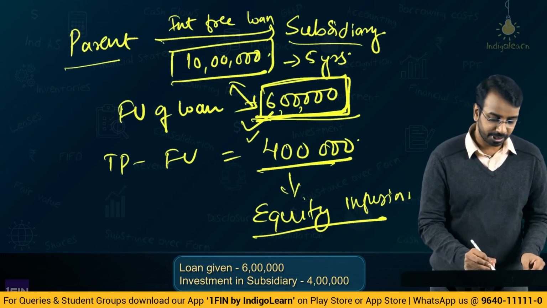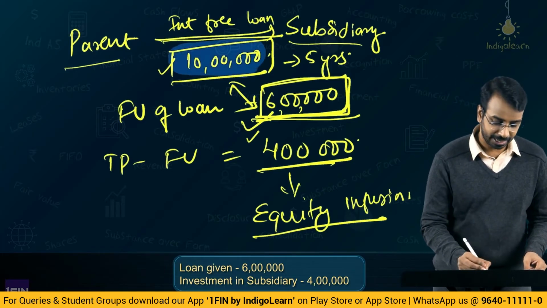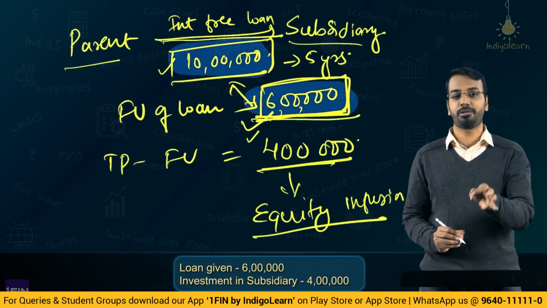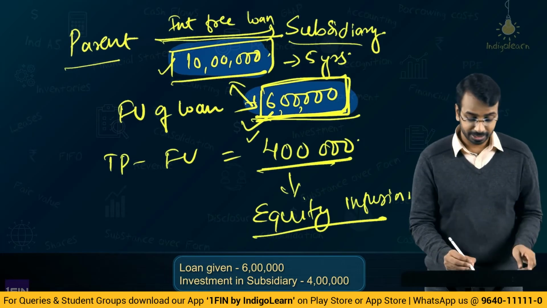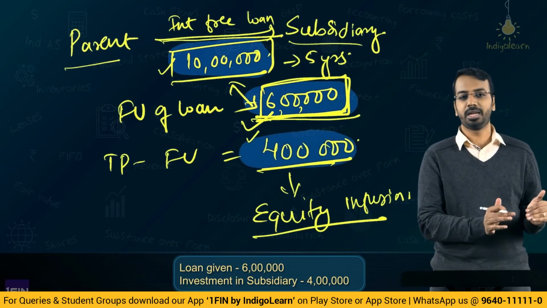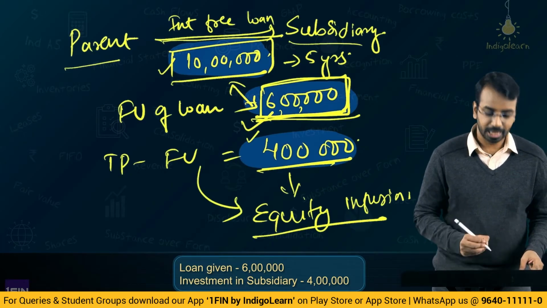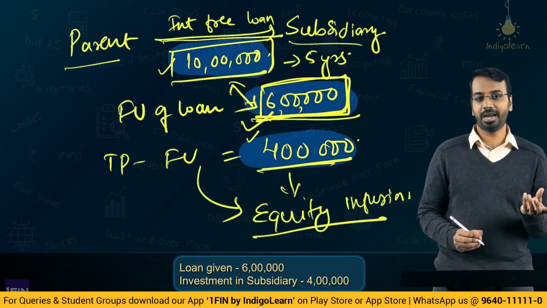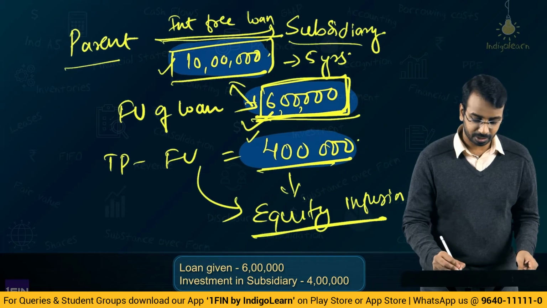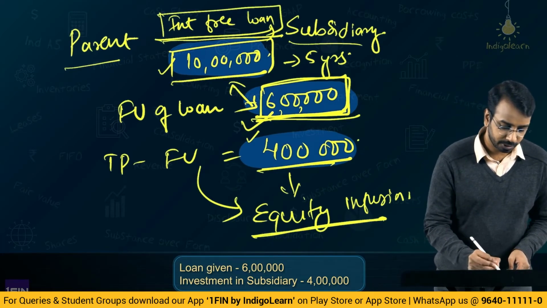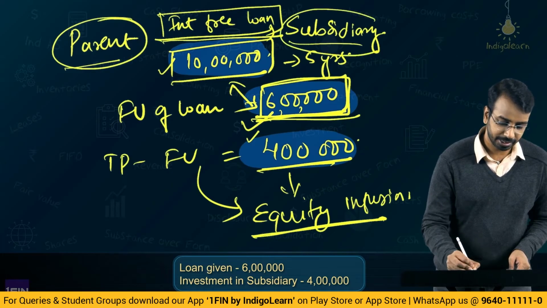So here, though it is an interest-free loan and say this 10 lakhs is the transaction price, 6 lakhs is the fair value considering level 1 inputs and observable inputs only. Even then, this difference of 4 lakh, if you charge it off to P&L, it is not appropriate. So, this 4 has to be considered as an asset, and you will record it as an equity infusion because there is some form of relationship here, parent and subsidiary.